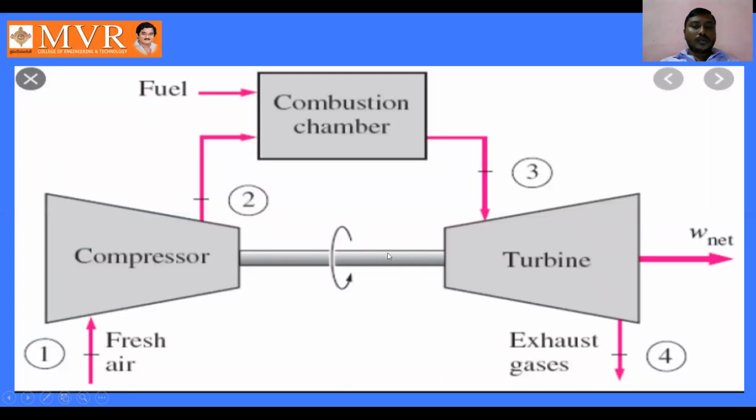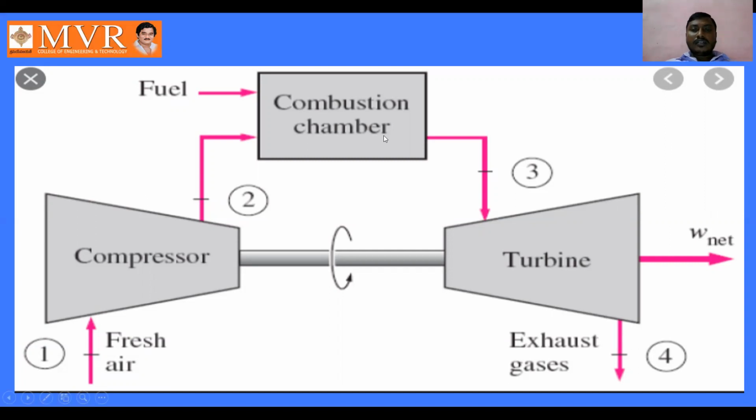The shaft is going to rotate here. See here, the compression takes place, and the compressed air is sent into the combustion chamber. In the combustion chamber, combustion takes place as the fuel enters the combustion chamber and the air also enters the combustion chamber. Both the air-fuel mixture enter the combustion chamber, and the ignition takes place for completing the combustion process.